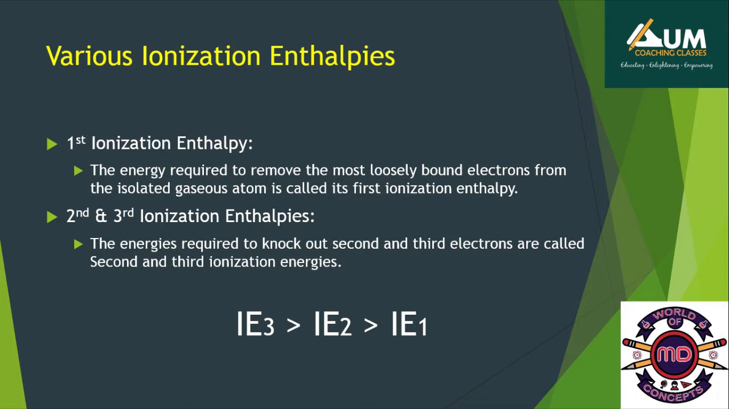The reason is that when the first electron is removed from the outermost orbit, the entire atom attains the nearest noble gas configuration and attains stability. Now, it is always understood that the energy required to remove an electron from a stable atom will always be higher than from an unstable atom. Hence, the energies are always higher in the second and the third ionization enthalpy compared to the first ionization enthalpy.